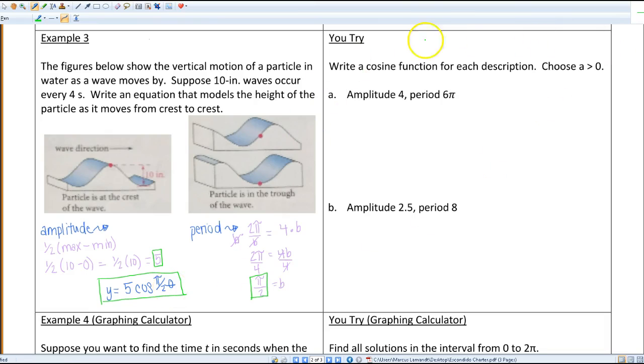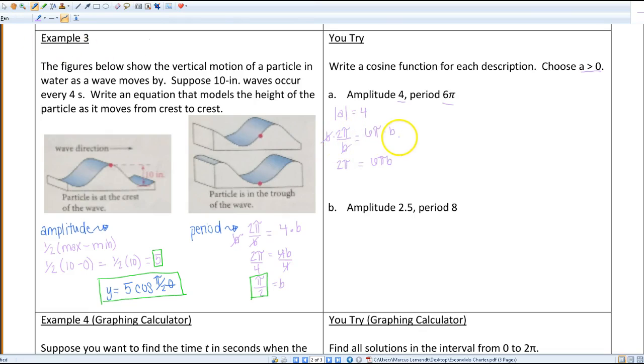Alright, let's try these over here. Okay, so here I have my amplitude is 4 and my period is 6 pi. So this is what we have. Now the absolute value of a, when you remove the absolute value, you could get 4 or negative 4, but here it says to choose a greater than 0, so we're just going to deal with positive 4. Okay, so I have my amplitude, I have my a, now I need to find my b. So I'm going to solve this equation here.